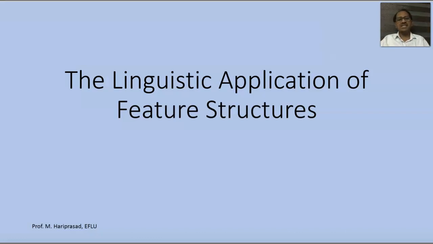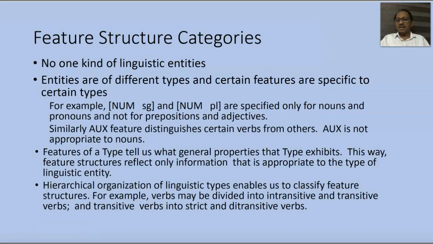How do feature structures help us with linguistic data? We shall see in this video how linguistic data can be described in terms of feature structures, and also make an attempt to account for transitivity and agreement. We will begin with saying that there is no one kind of linguistic entity. That is, entities are of different types and certain features are specific to certain types.